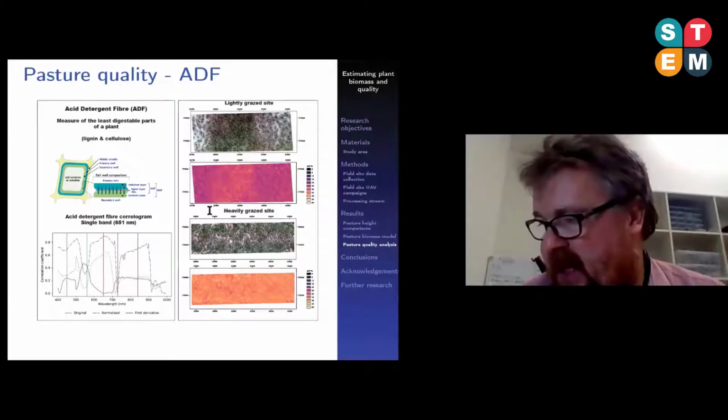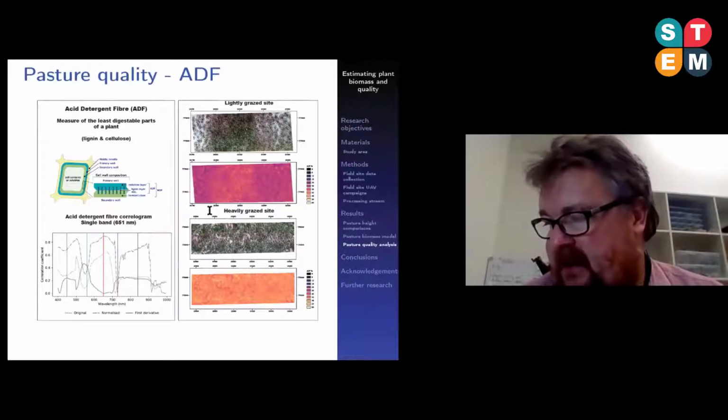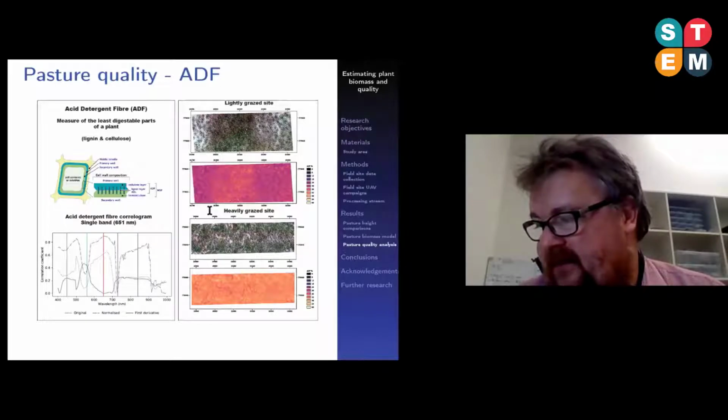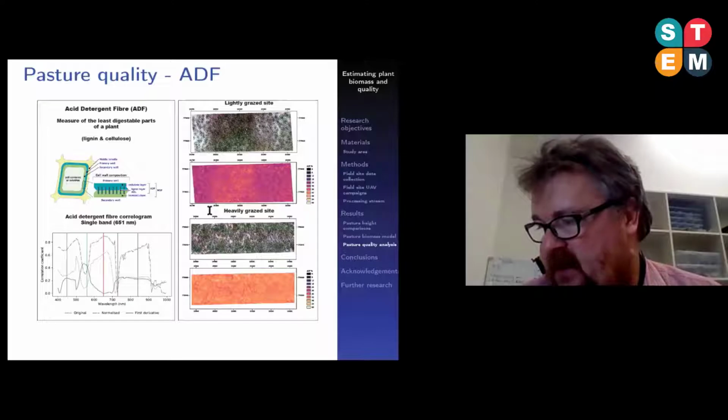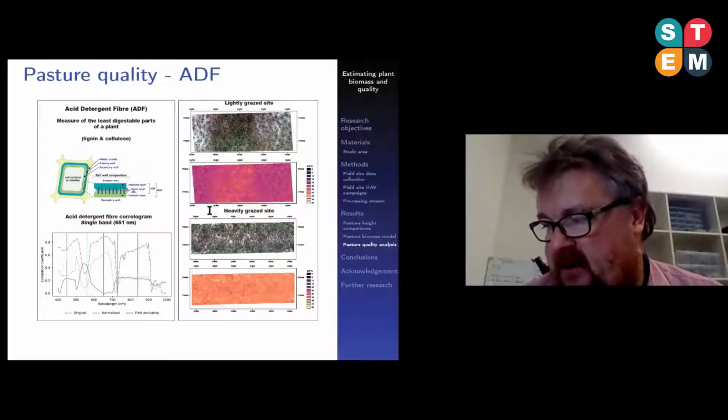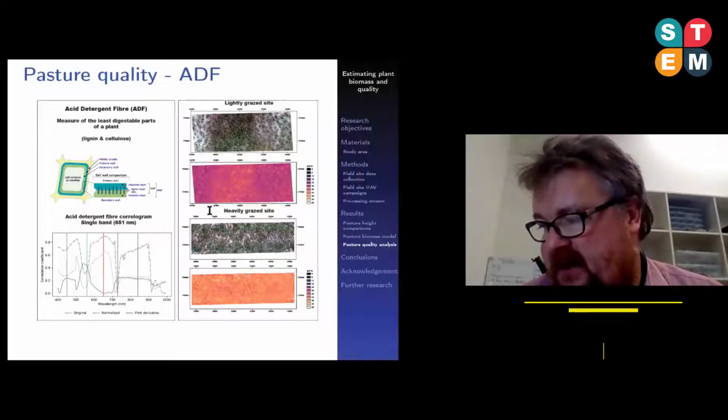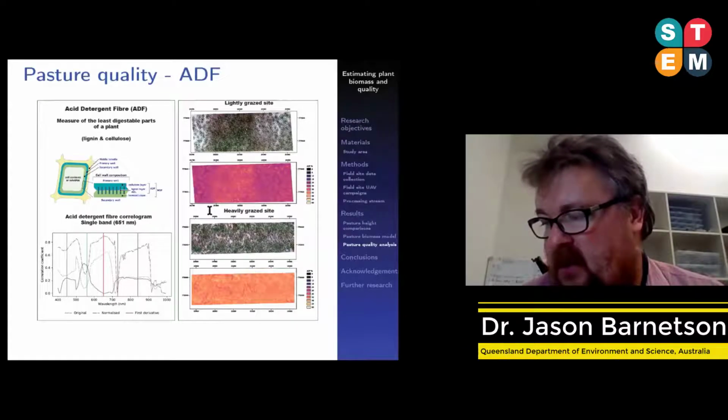The 651 nanometer band was then used to make model predictions across two sites of what appeared to be different historical grazing intensities. A lighter graze site in a reserve and a heavier graze site closer to stock water. Acid detergent fibre was higher at the heavier site, potentially indicative of more unpalatable pasture species.